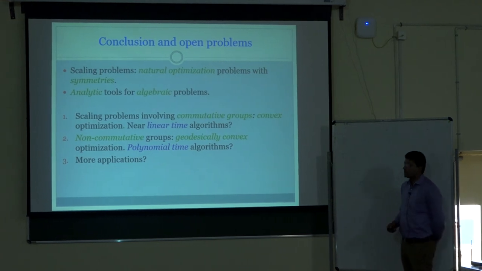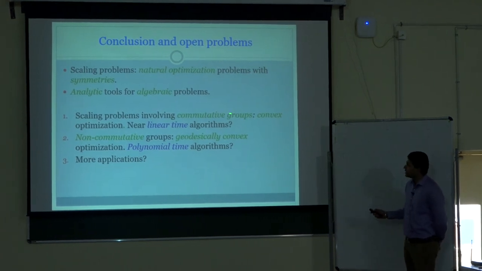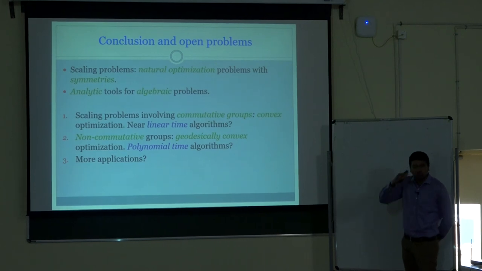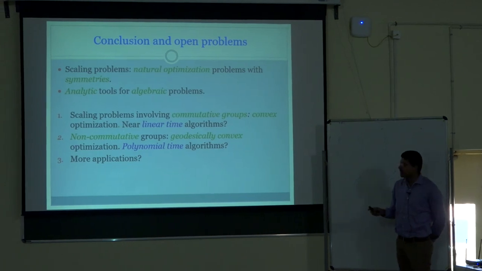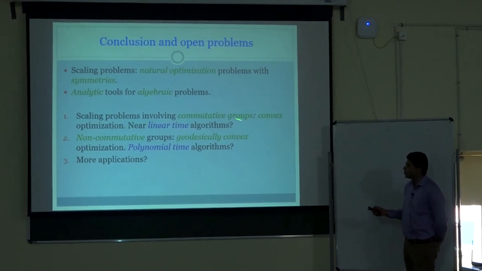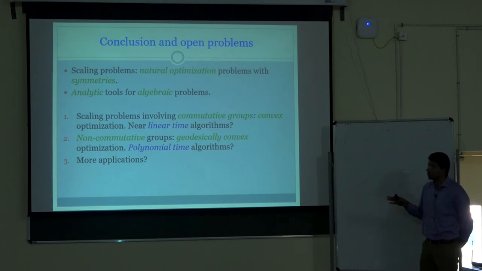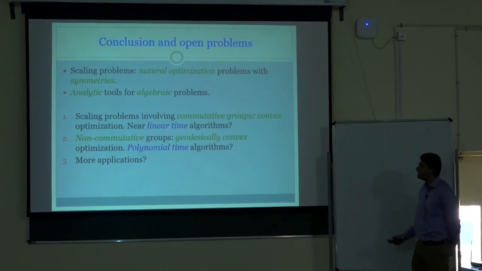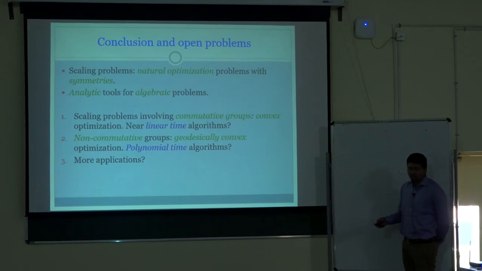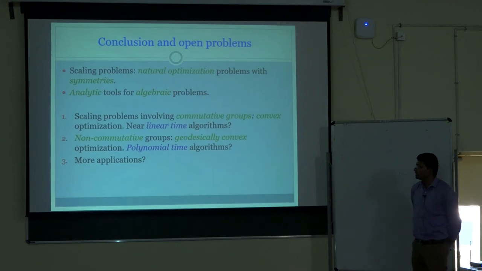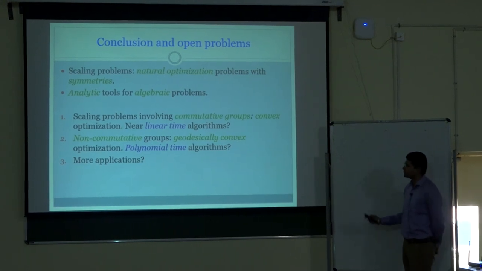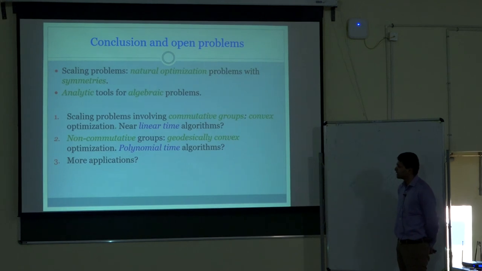I talked about this optimization over groups, right? It turns out if the groups you take are commutative groups, let's say the group of diagonal matrices, the optimization problems you get are actually convex. And in this case, it's an interesting open problem to design near linear time algorithms for specific classes of problems. For example, for matrix scaling, the simplest case, we saw that there's now a near linear time algorithm, and so it's interesting how far can you push it. This is also related to maximum entropy programs and other very interesting algorithmic problems.